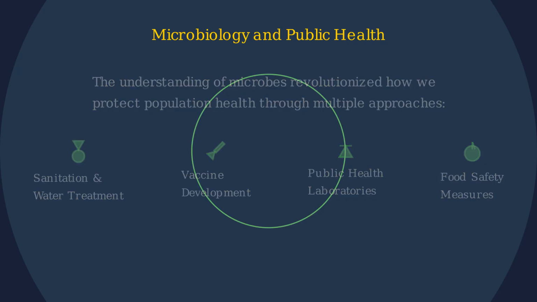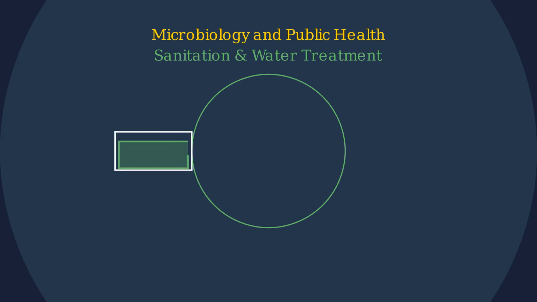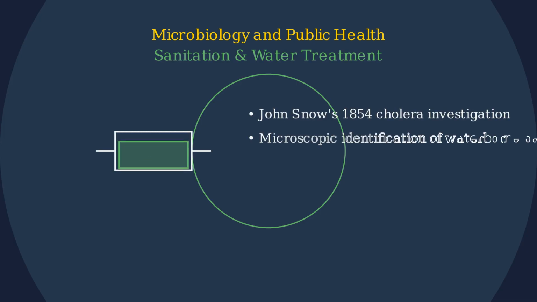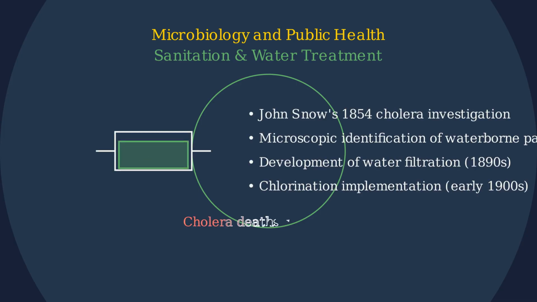Understanding waterborne pathogens through microscopy led to revolutionary water treatment systems. John Snow's landmark cholera investigation in 1854 demonstrated the link between contaminated water and disease. By the early 1900s, water filtration and chlorination dramatically reduced waterborne illnesses.